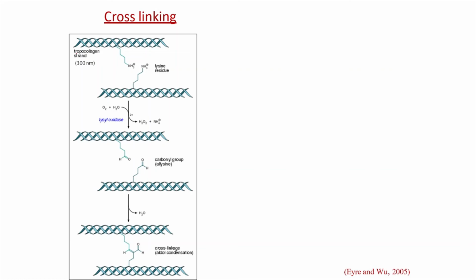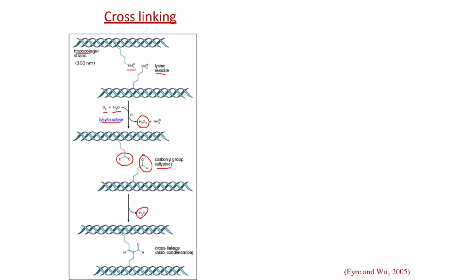Here, as you can see, this is the structure of tropocollagen, and from each tropocollagen, lysine residues protrude out. So in the presence of lysyl oxidase, this enzyme utilizes oxygen and water to form hydrogen peroxide. This hydrogen peroxide oxidizes these lysyl residues into allysine. Alright, so once allysine has been formed, as you can see, this allysine has two carbonyl groups. So these two carbonyl groups will react with each other with the elimination of one molecule of water, and this will cross-link them to each other.